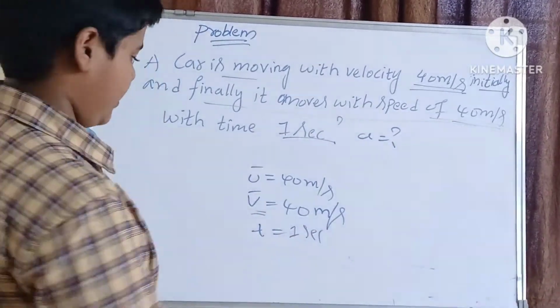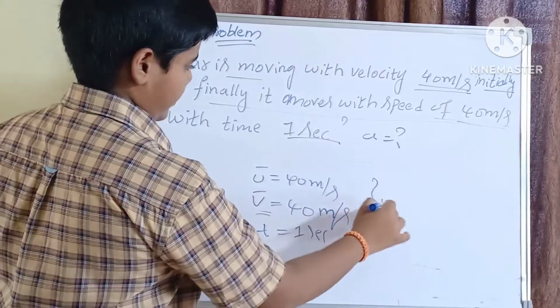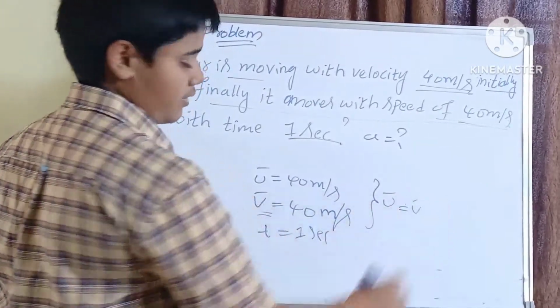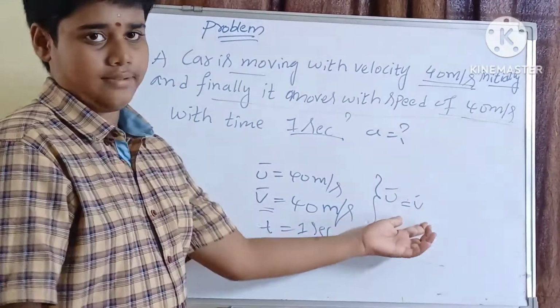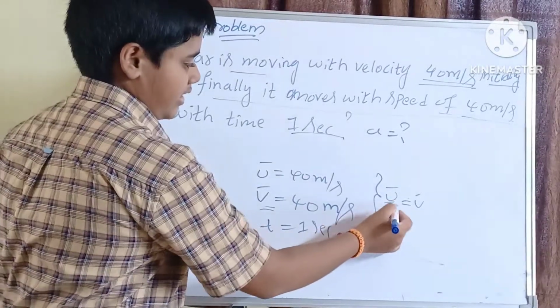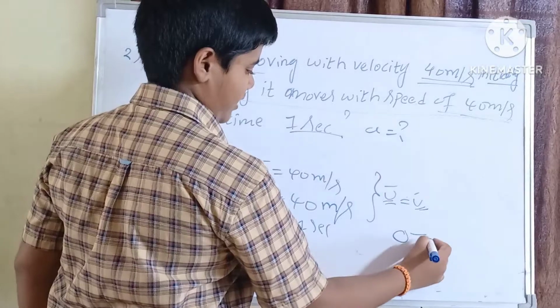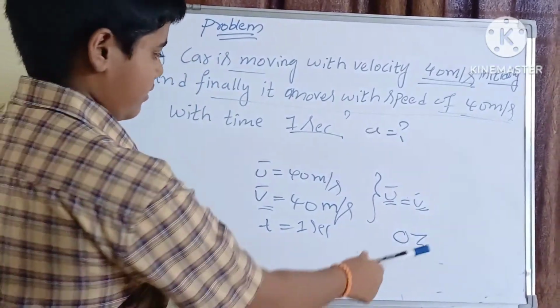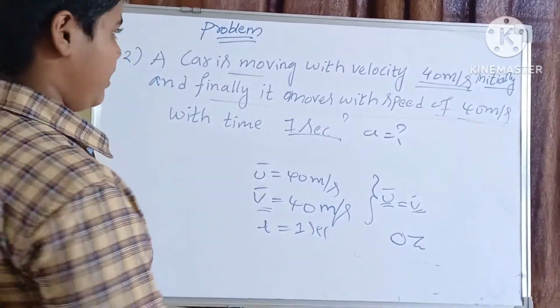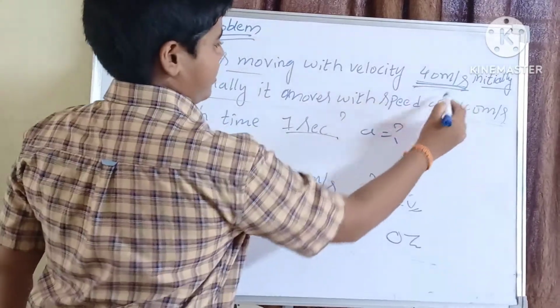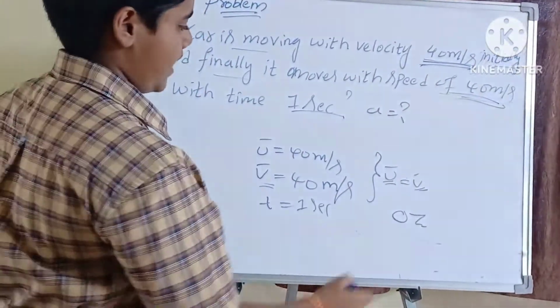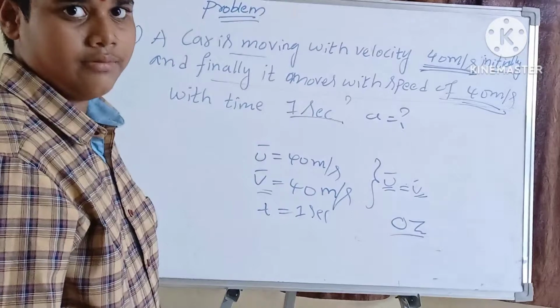Here initial velocity is equal to final velocity. This is the case when the initial velocity and final velocity are equal, then this is zero acceleration.